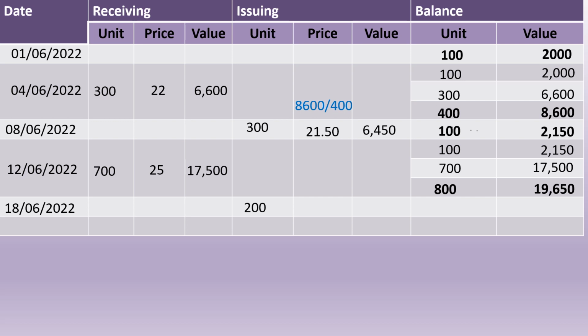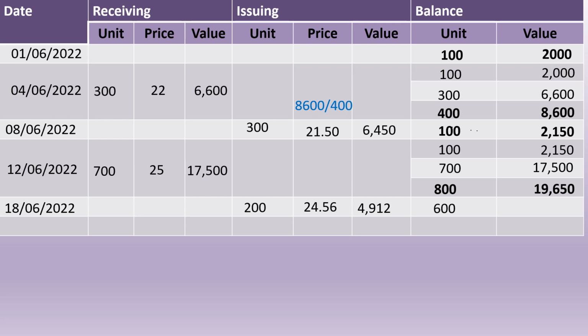Now on 18th June, they are going to issue 200 again. So here also we have to take the weighted average price. To get the weighted average price, we are going to divide 19,650 by the total units of 800. So the value is 24 rupees and 56 cents. Then the total value after multiplying these 200 units by 24 rupees and 56 cents is 4,912.